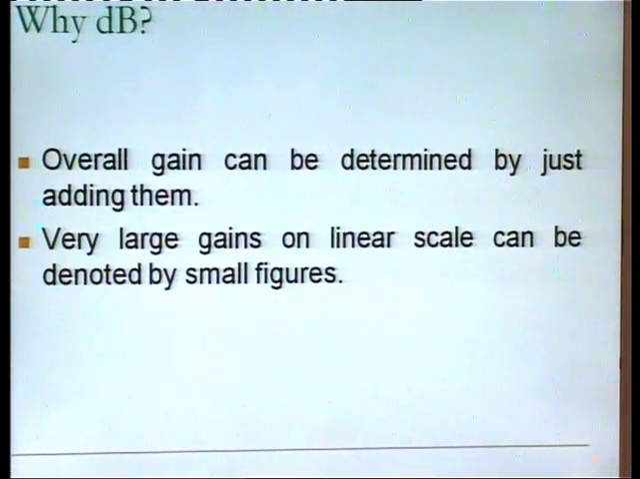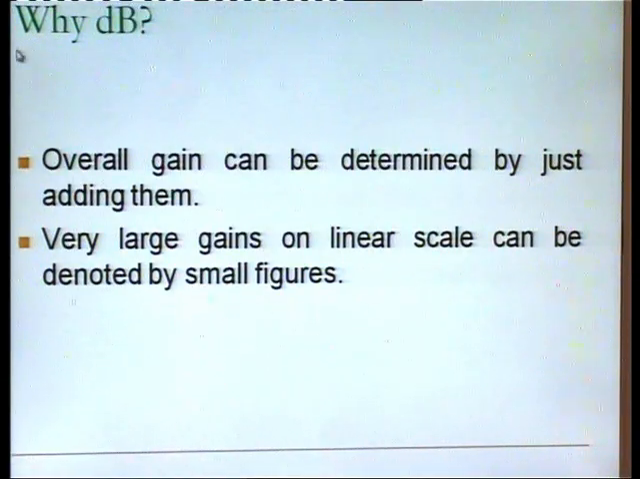Now why do we consider the unit decibel? It is because the overall gain can be determined by just adding them. We have just calculated the gain of multistage amplifiers, that is the product of the individual gains of the stages, that is G1 into G2 into G3. The multiplication can be complex. For example, the gain of the first amplifier is 500, the gain of the second amplifier may be 300, and so on. In case of gain of absolute value, it will get complex with the multiplications.